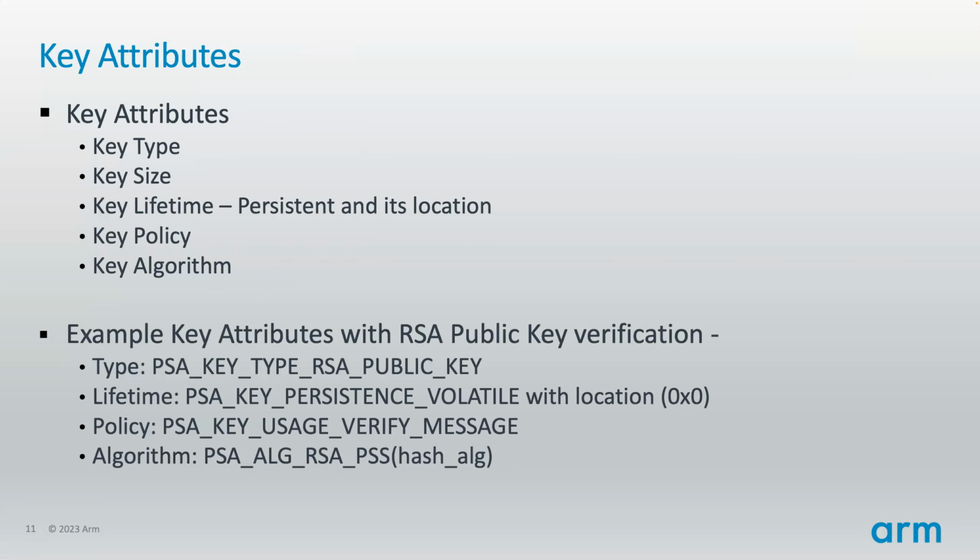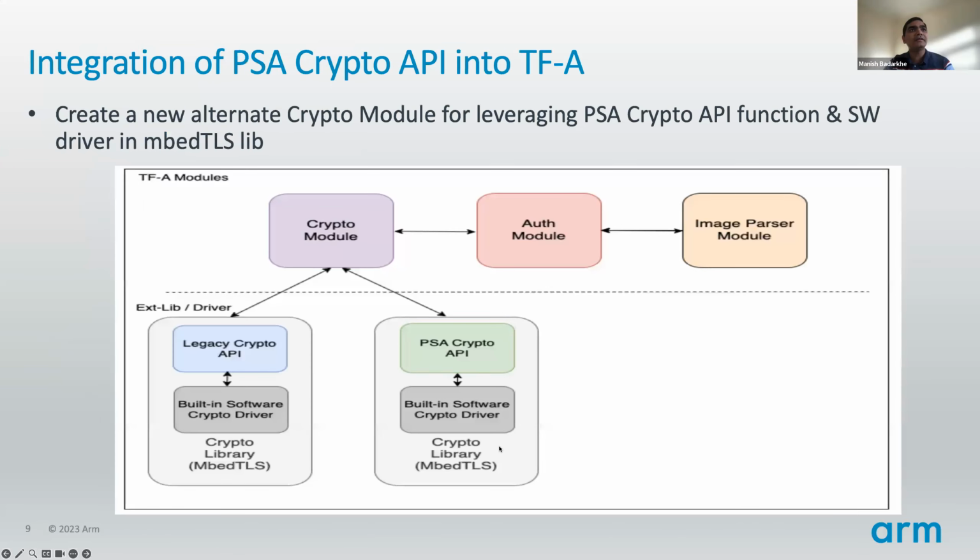Sorry, one question on slide 9. Here there is a choice between using legacy crypto or PSA crypto. Is it a build time choice? Yes, it is a build time choice. And essentially, if you choose one, the other is compiled out? Yes, we are not even compiling that file.